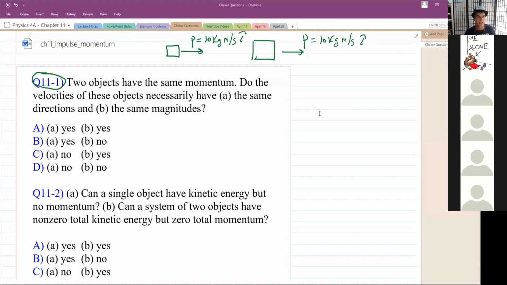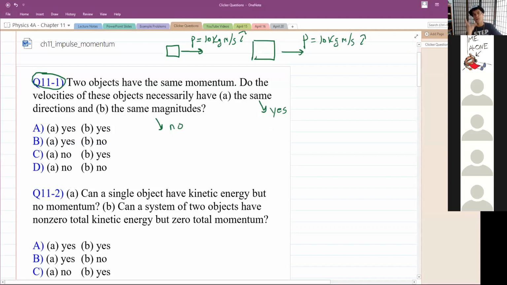Do these objects necessarily have the same directions and the same magnitudes? So let's go through this. Let me just give you the answer. Do these objects have to have the same directions? The answer is yes. Do they have to have the same magnitudes? The answer is no.